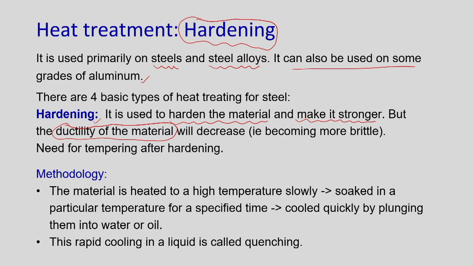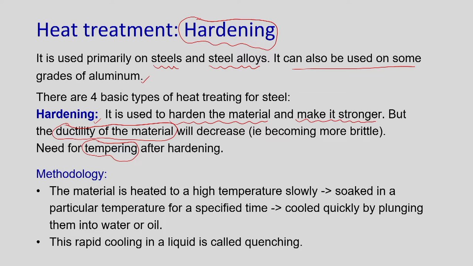So to regain its ductility to a certain extent, we are going for another heat treatment process that we call the tempering operation. So by hardening, we are increasing the hardness of the material, and then subsequently we can go for tempering to regain to a certain extent the ductility of the material.